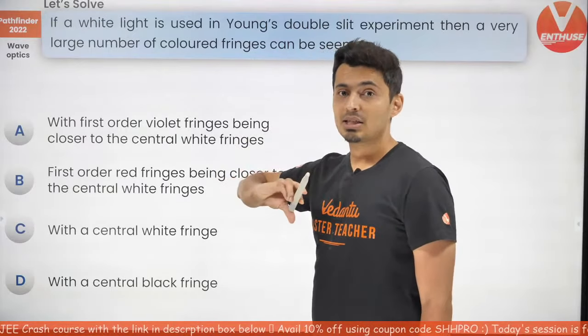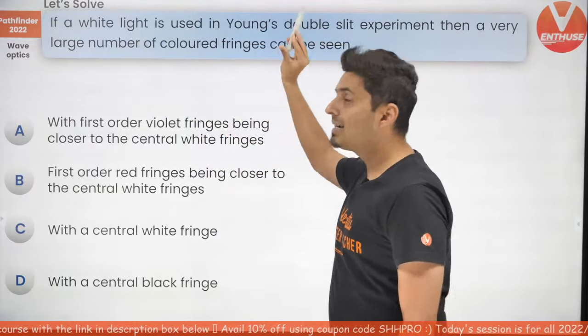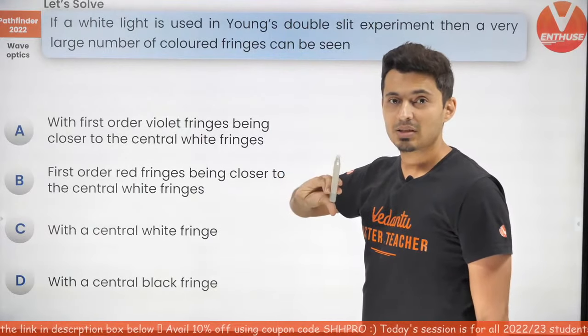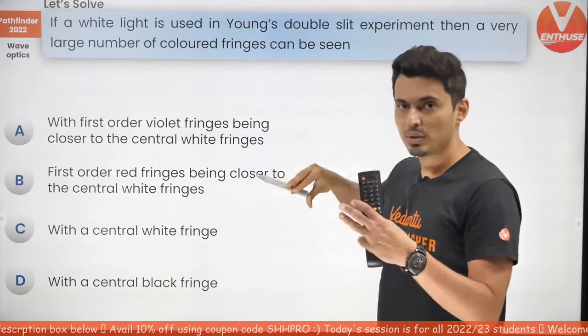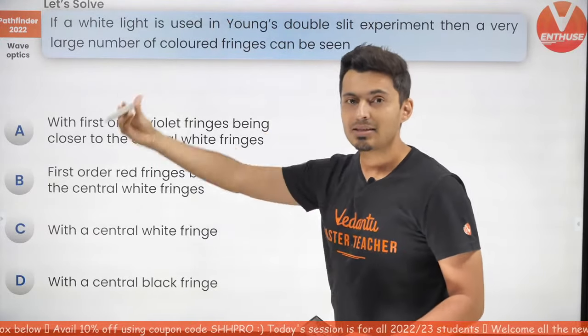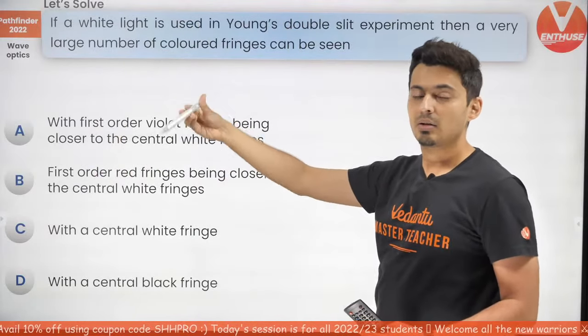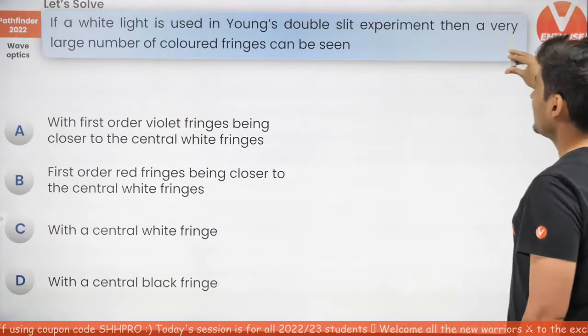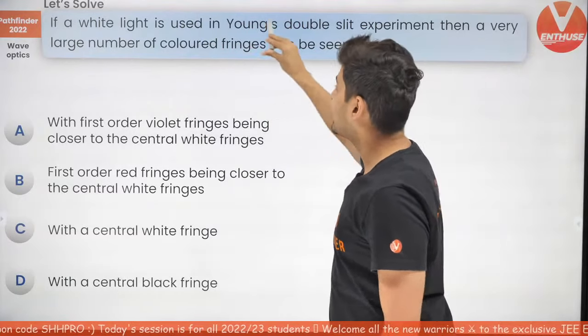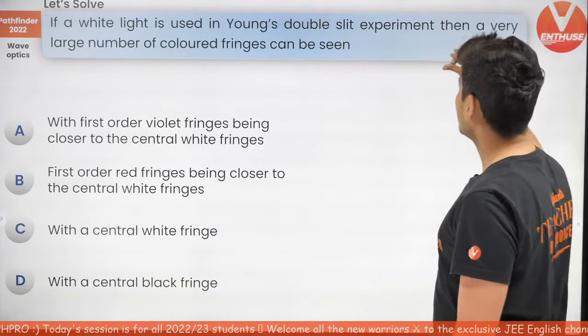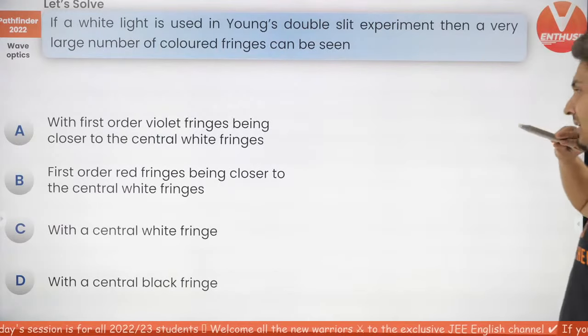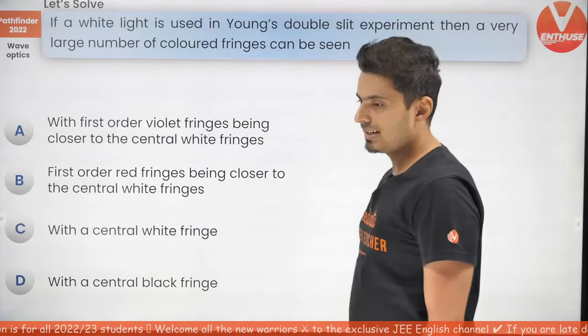Now this is very interesting. If you use white light as a source and you split it using the double slit and then you see what is formed by the interference on the screen, then what do you think you will get on the screen? You will see a large number of colored fringes, I guess. What do you think you will get?